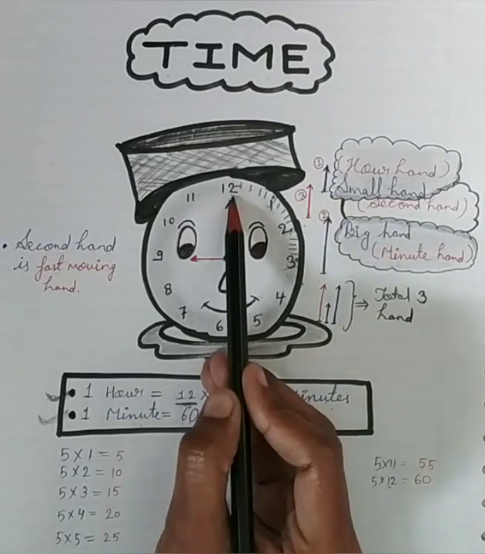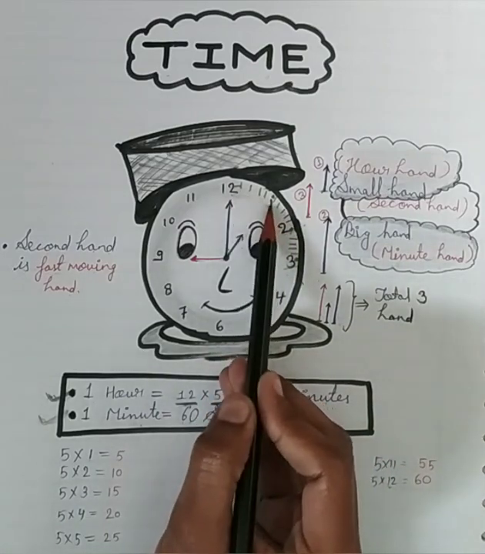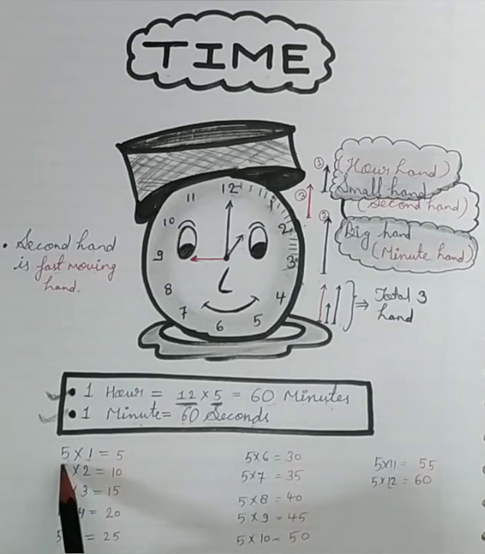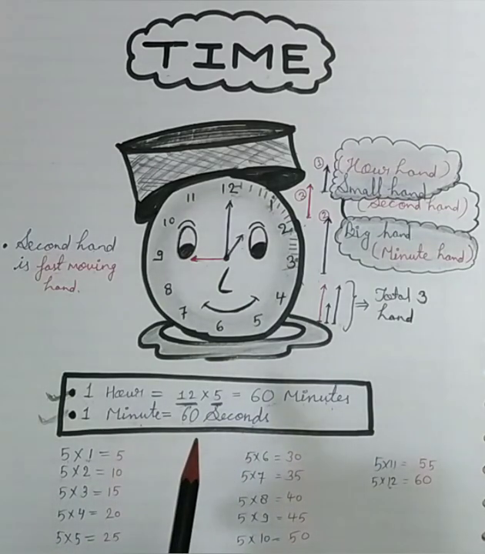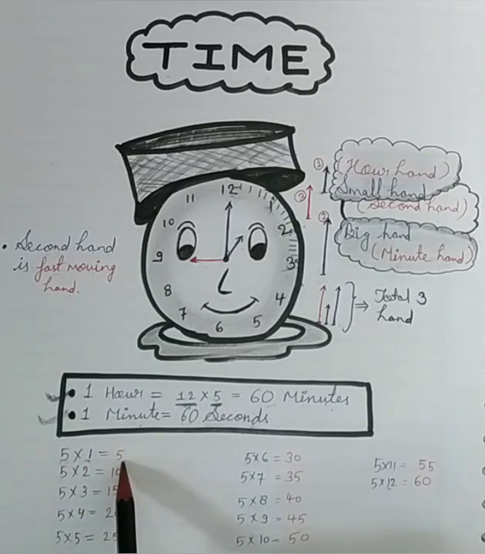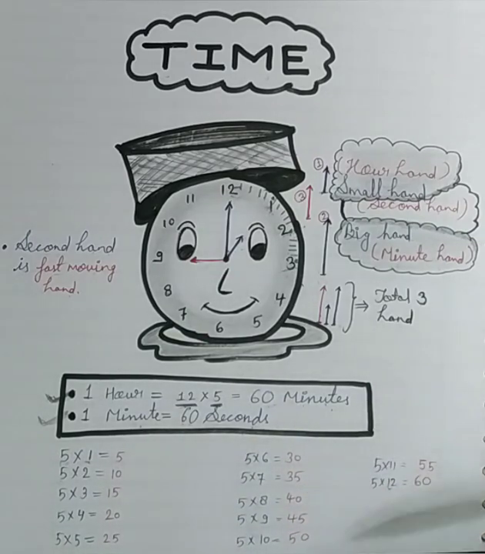Okay, and each part is divided into 5 equal parts. So we multiply all of them by 5. 5 into 1, 5 into 2, 5 into 3, 5 into 4, 5 into 5, 5 into 6. Okay, so 5 multiplied by 1 is equal to 5. 5 into 2 is equal to 10. 5 into 3 is equal to 15. So as you can notice, it becomes a table of 5.